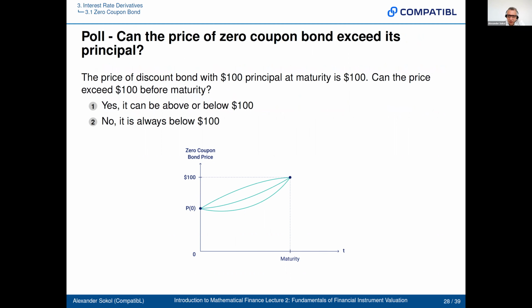And now we have the poll. Do you think the price of a zero coupon bond can exceed its principal? The price of a discount bond with $100 principal at maturity is 100. Can the price of a zero coupon bond exceed $100 before maturity? The possible answers to the poll are: yes, it can be above or below 100, or it can be only below 100. By the way, don't pay attention to the chart. It just shows below 100, but there are two possible answers. So let me launch the poll.